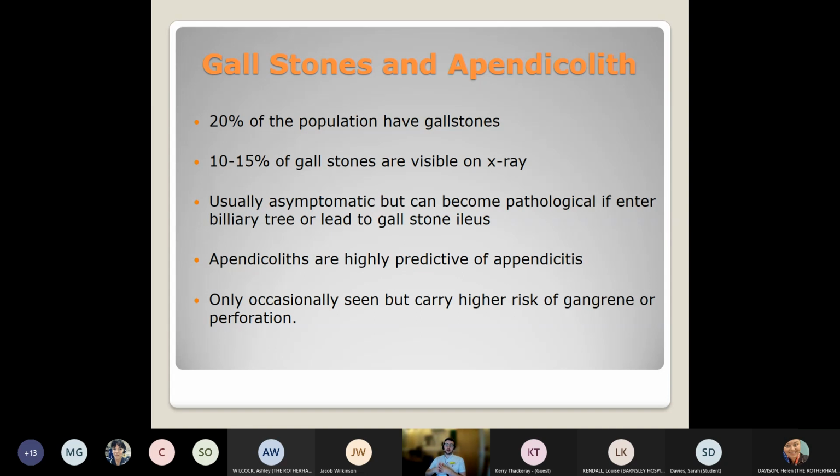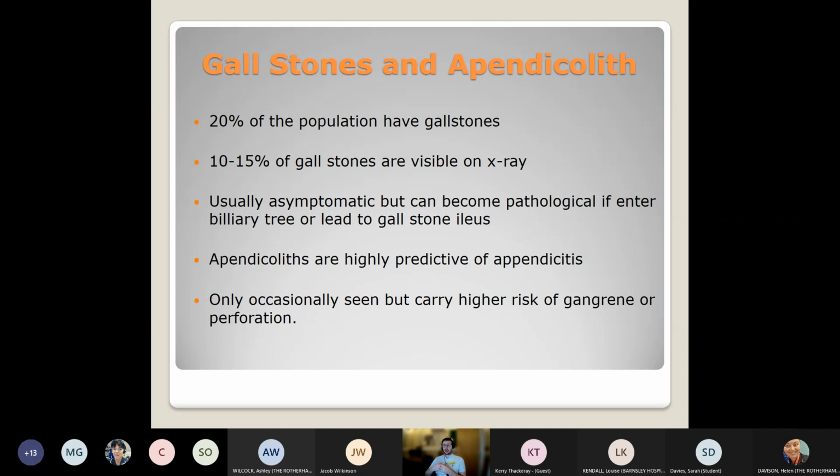Often you'll pick them up incidentally. The patient will be asymptomatic, but as I've said, it can occasionally be pathological. So if the stone erodes into the bowel and causes gallstone ileus, they can lead to pathology.